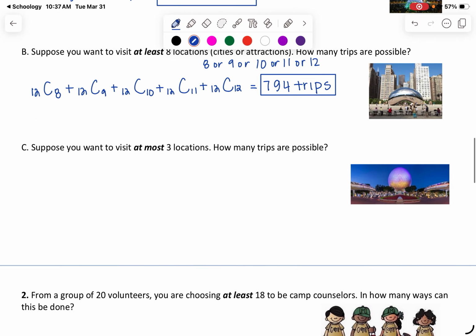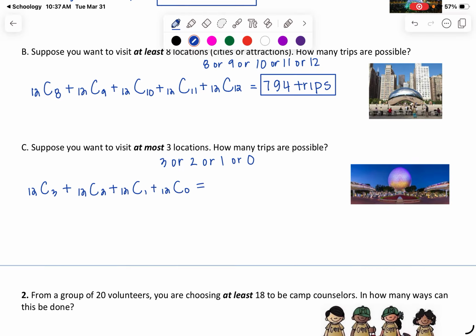All right, here's the other one. Suppose you want to visit at most 3. So this is 3 or 2 or 1 or 0, right? You don't have to go on it. You don't have to choose any of them. So order doesn't matter. Once again, 12 choose 3, or is addition. 12 choose 2, plus 12 choose 1, plus 12 choose 0.